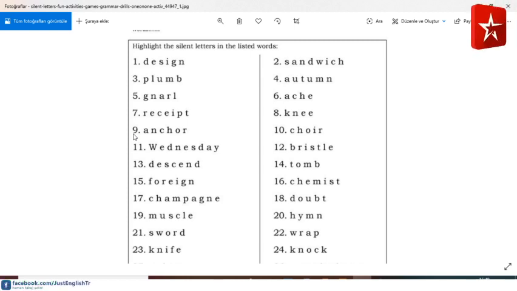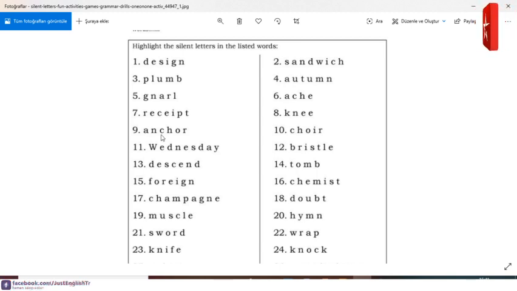Anchor. Okay, for number 9, we pronounce it like "anchor." Which letter isn't pronounced? Can you tell me which letter isn't pronounced? H, they say. Yes, H isn't pronounced here. And O, in "anchor," we don't say O.